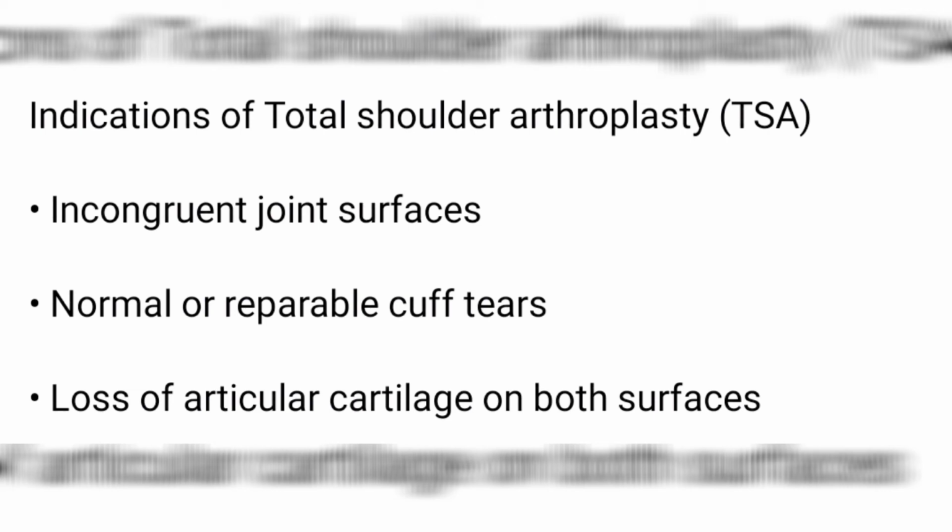Indications of total shoulder arthroplasty are incongruent joint surfaces, normal or repairable cuff tears, and loss of articular cartilage on both surfaces.